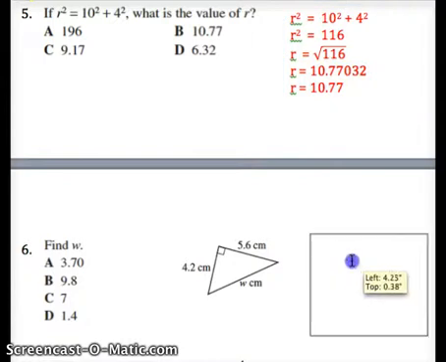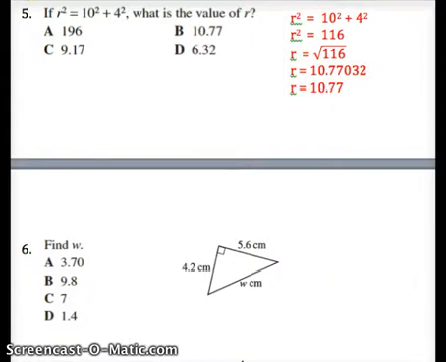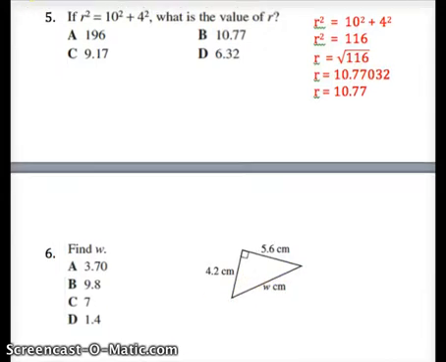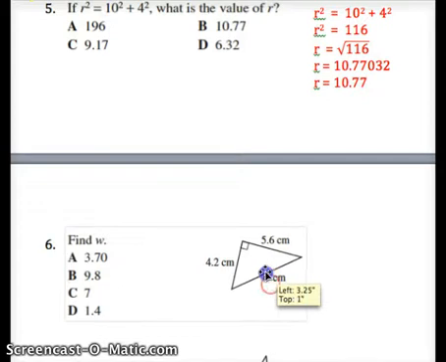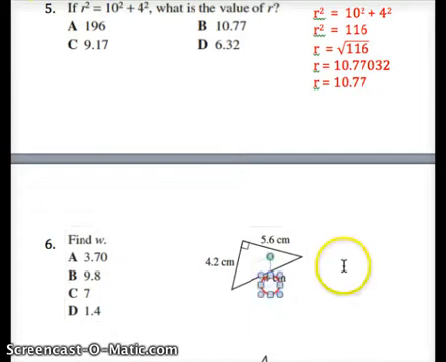Now for question 6, where we have to find w. This is a typical problem that you might get. To start this problem, of course, we should circle our hypotenuse, which is w. I'll just circle the hypotenuse. It's the longest side. So w is the hypotenuse.